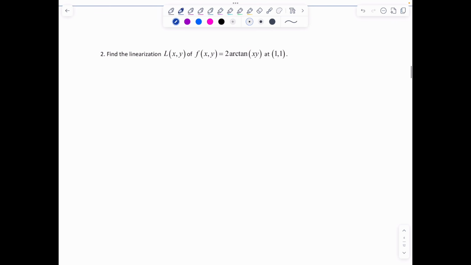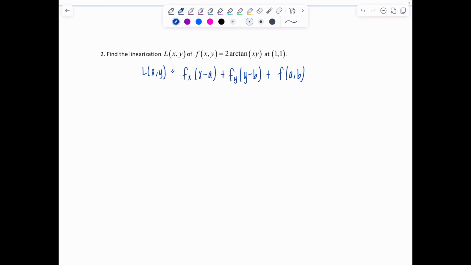Okay, question 2. Find the linearization L of x, y of f of x, y equals 2 arctan of xy at 1, 1. Finding the linearization is the same thing as finding the equation of the tangent plane, but I'll just write out the formula. So L of x, y equals partial with respect to x times x minus a plus partial with respect to y times y minus b plus f of a, b.